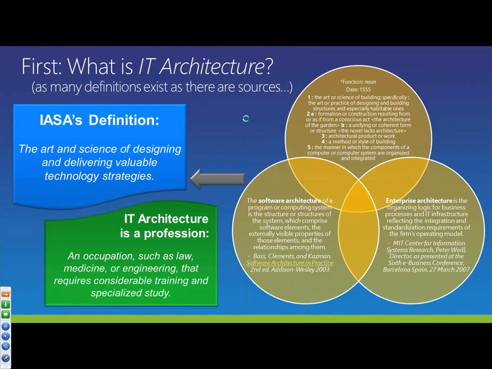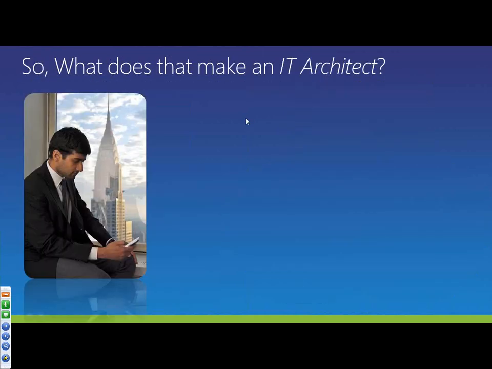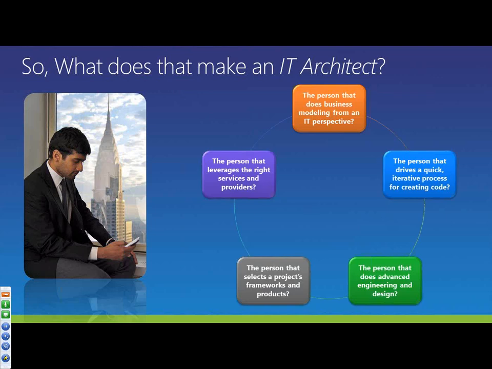So that's architecture. Now what about an architect? If I'm an architect, how does that work with what we just talked about architecture being? Well, 5 different definitions about what an architect might be. Do I do business modeling from an IT perspective? Probably. How about a quick iterative process for creating code? Well, that's what our SDLCs are about. What about a person that does advanced engineering and design? Well, I guess I could probably say I do a little bit of that.